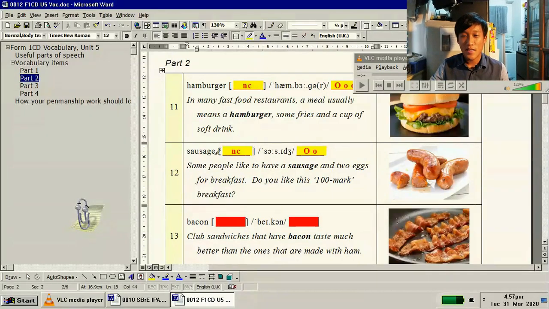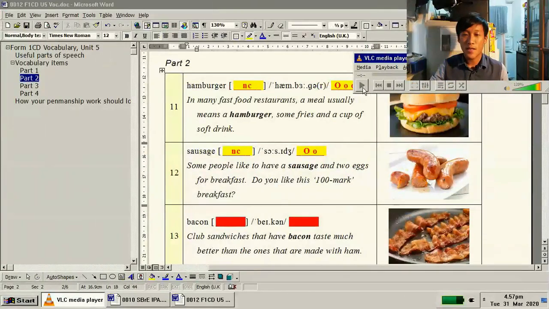So let's practice reading. Sausage. Some people like to have a sausage and 2 eggs for breakfast. Do you like this 100-mark breakfast?